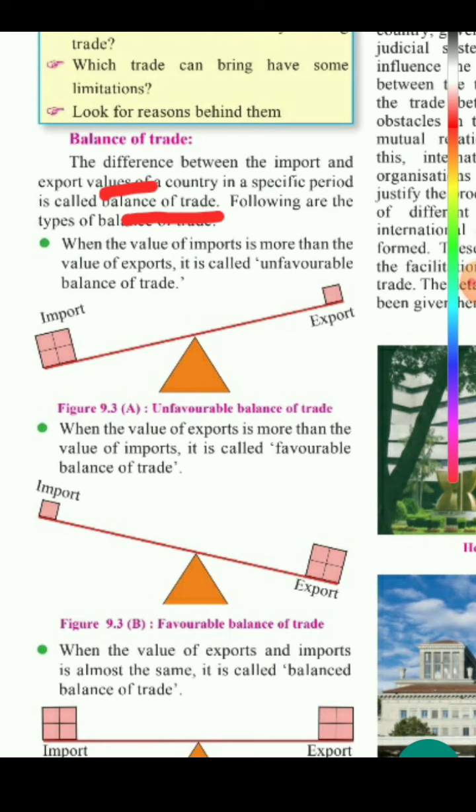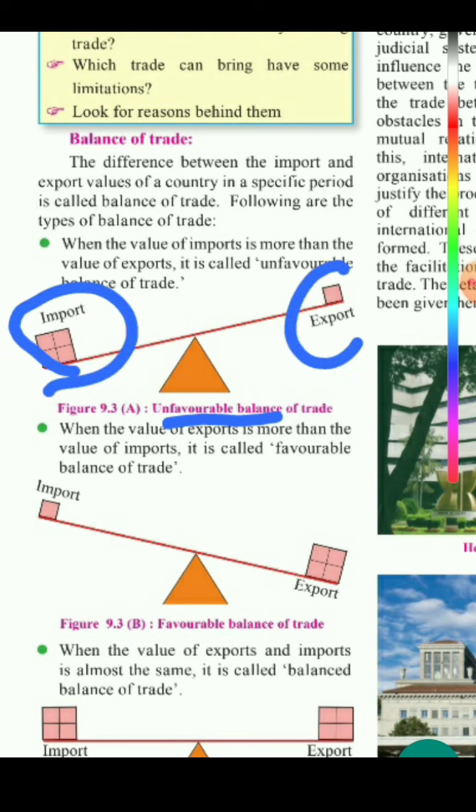So after understanding the meaning of balance of trade, we will see the different types of balance of trade. First one, unfavorable balance of trade. Unfavorable balance of trade. Students, can you see a seesaw being shown there? A seesaw is being shown. Import and export. You all must have played the seesaw, right? The heavier thing always goes down and the lighter thing goes up. Am I right? When you play seesaw, the one who is heavier will be down and the one who is lighter will be up. Here, in unfavorable balance of trade, as the name suggests, balance of trade is unfavorable.